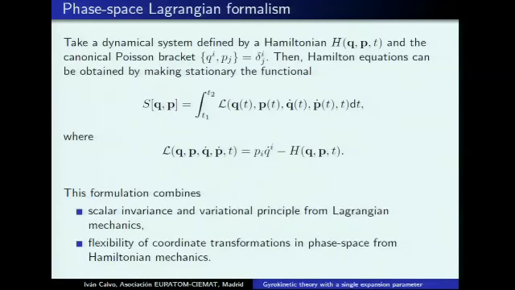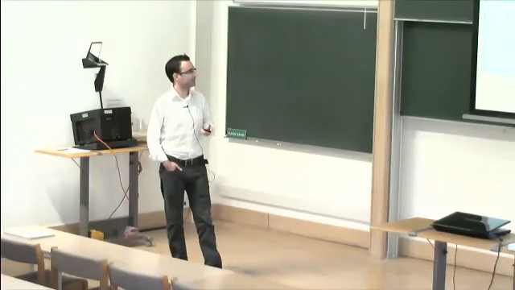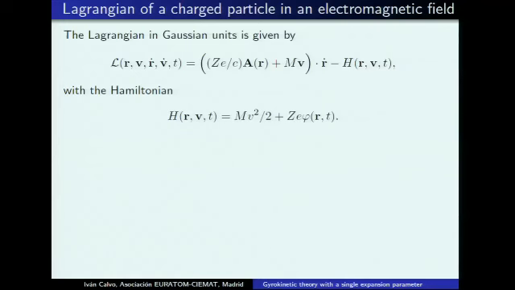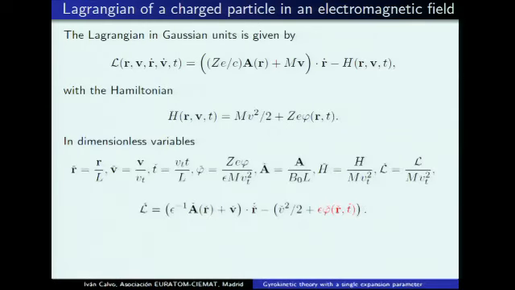So this formulation, which is now standard in modern derivations of gyrokinetics, has the beautiful properties that it combines the scalar invariance and variational principle from Lagrangian mechanics and the flexibility of coordinate transformations in phase space from Hamiltonian mechanics. And a particular case, the Lagrangian of a charged particle in an electromagnetic field, as everybody knows, is this one. And in order to implement the ordering, we non-dimensionalize variables, which is rather convenient, and this term in red expresses the ordering in the size of phi.